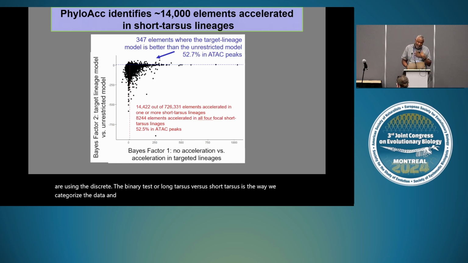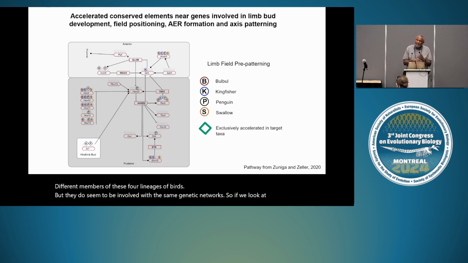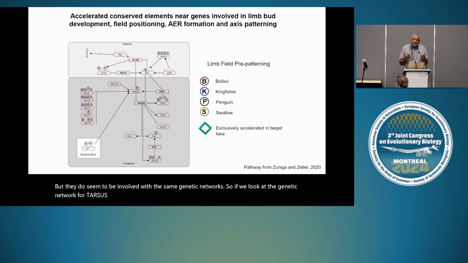And what's cool about, well, a couple things. First of all, we're finding that a lot of the elements that are associated with tarsus length are lineage specific. They're not shared between different members of these 4 lineages of birds, but they do seem to be involved with the same genetic networks. So if we look at the genetic network for tarsus evolution, which is actually quite well known in vertebrates, we find that different genes in this network are sort of being flagged by different non-coding regions that are very close to them.